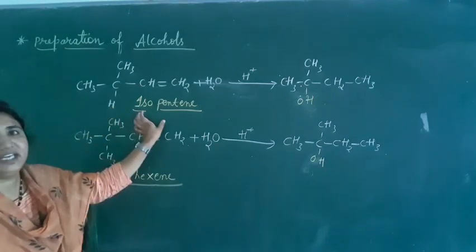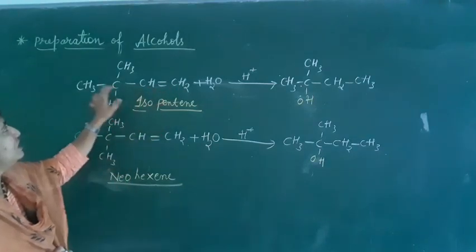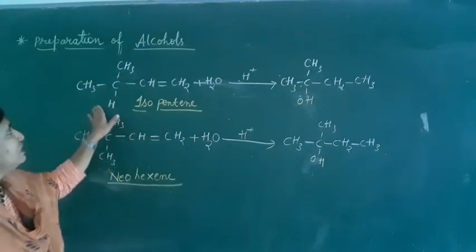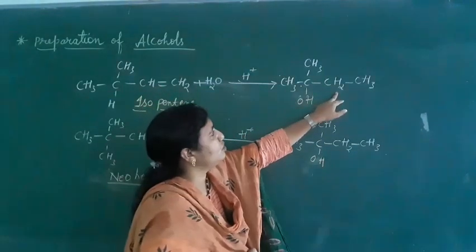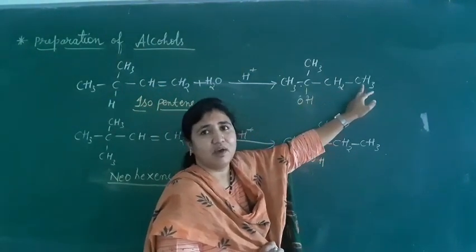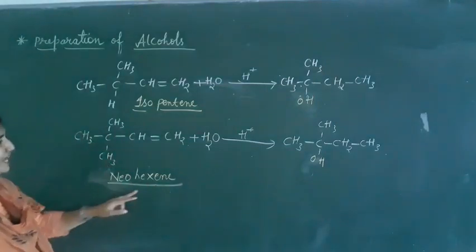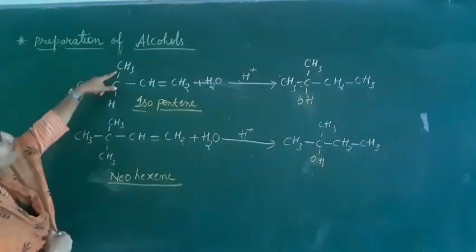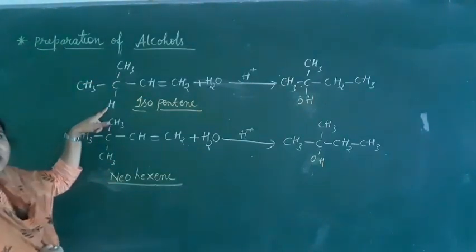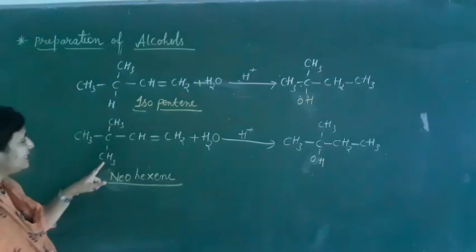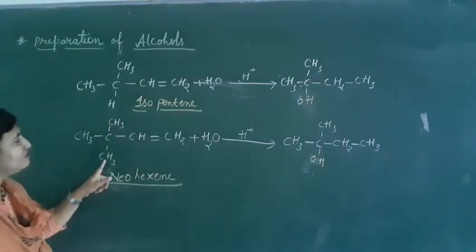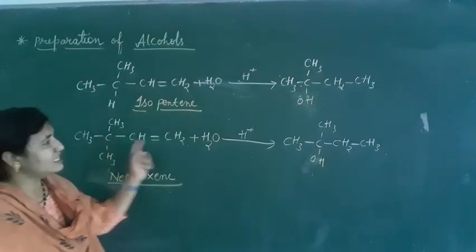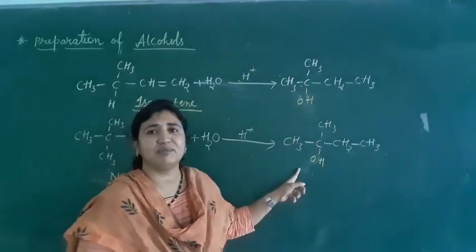Okay, isopentene. Remember isopentene, 1, 2, 3, 4, 5 carbons. Here the hydride shift reaction will be there. Hydrogen we are shifting here. It becomes CH2 and the last one becomes CH3. Okay, and the next one is neohexene. 1, 2, 3, 4, and here we have 2 methyl groups. Here we have 1 methyl group only and here we have 2 methyl groups. This is a hydride shift reaction and this is a methyl shift reaction. This methyl we have to shift onto this carbon, and here we can add the OH group. So remember these two exceptions.